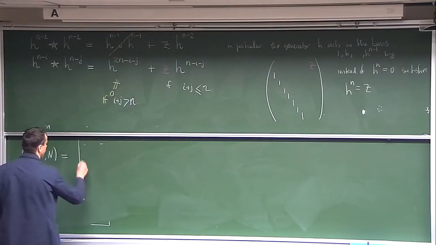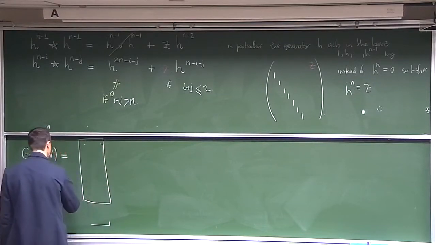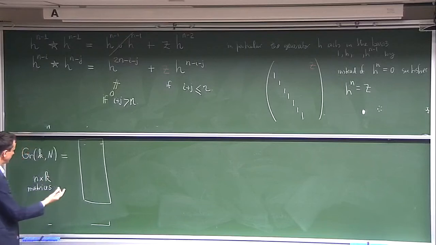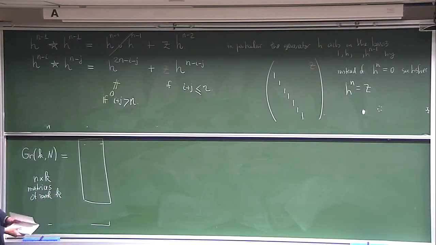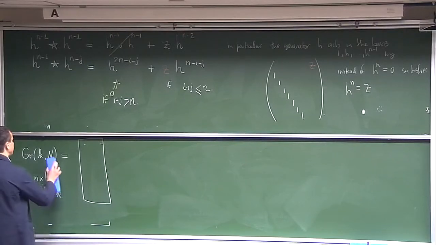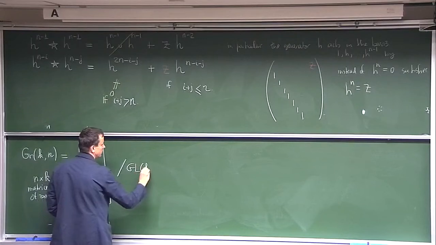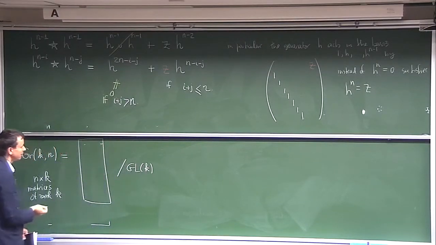One way to think about it, you look at n times k matrices. Instead of vectors, you look at matrices. Instead of them being non-zero, you look at those of rank k. And so the span of the columns of this matrix is a k-dimensional subspace in an n-dimensional space. I'm confusing big and small n's, so maybe I'll write n. And this is taking the quotient by the GLk action, which acts on the columns of this.